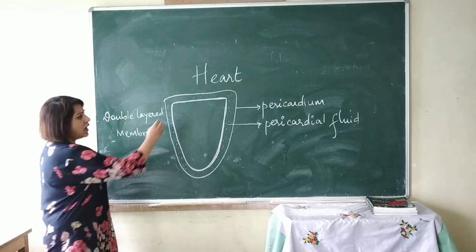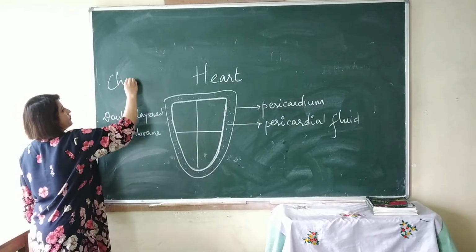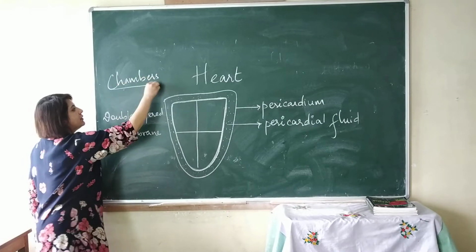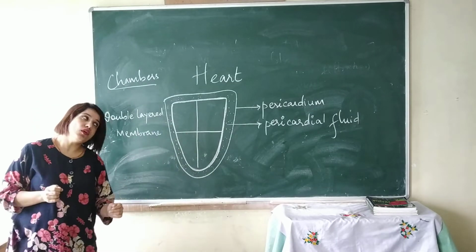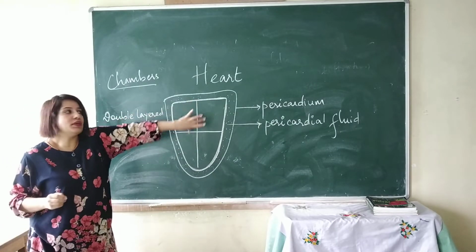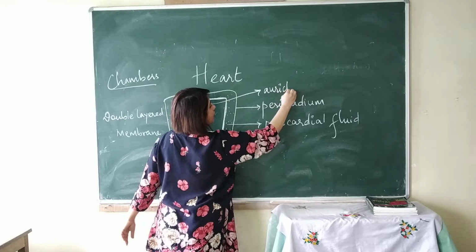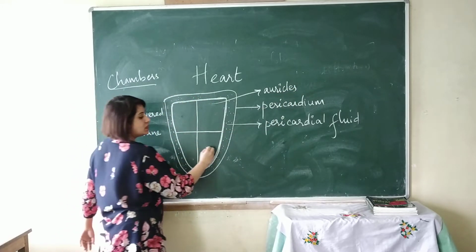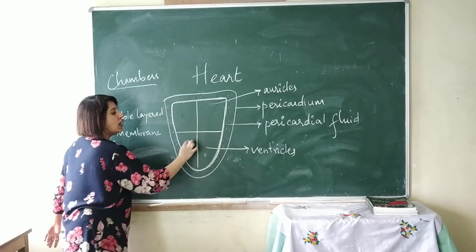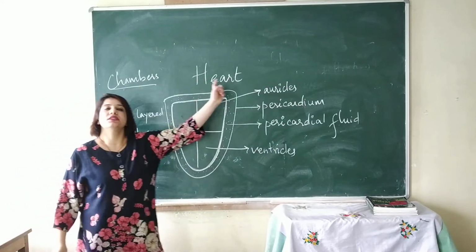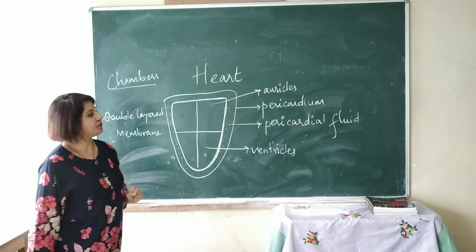Now the heart. Our heart is divided into 4 chambers. They are like small rooms, okay? Now what are the names of the 4 chambers? The upper 2 chambers are called auricles, and the lower 2 chambers are called ventricles. So our heart has 4 chambers. The upper 2 chambers are called auricles and the lower 2 chambers are called ventricles.